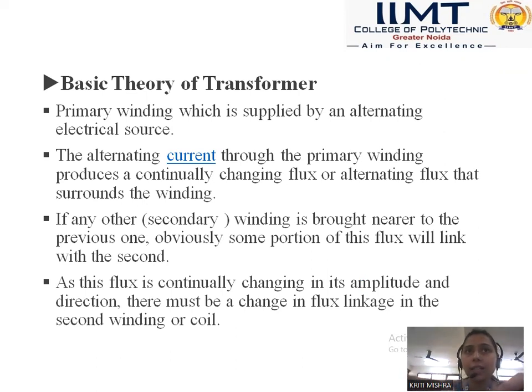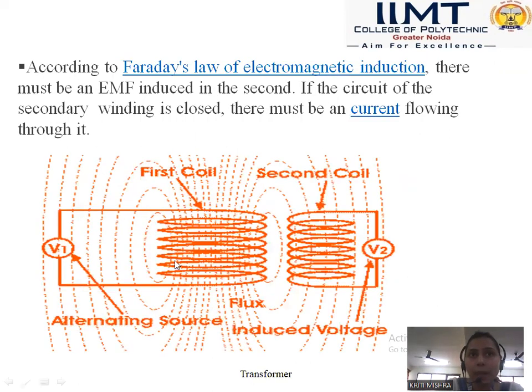The alternating current through the primary winding produces a continually changing flux, or alternating flux, that surrounds the winding. That continually changing flux is the rate of change of flux. When it links with the secondary, it will produce an induced EMF. If any other secondary winding is brought near to the previous one, obviously some portion of the flux will link. In the next slide we can see this one is the primary winding and this one is the secondary winding.